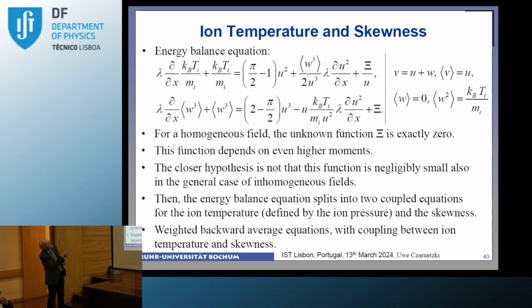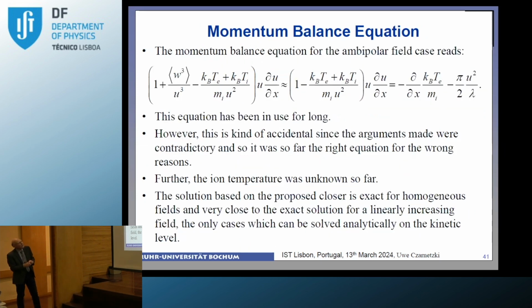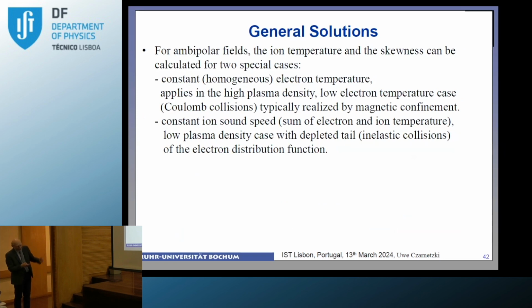Then we have a backward averaged equation for both the temperature and the skewness with some general homogeneous heating term and a coupling term. So this term here couples the temperature to the skewness, and the skewness to the temperature. Then we find the momentum balance equation, and that has exactly the form people have used for a long time, but for very, very different reasons. Also, it contains the ion temperature, which has not been known so far. And we can calculate this for various cases.